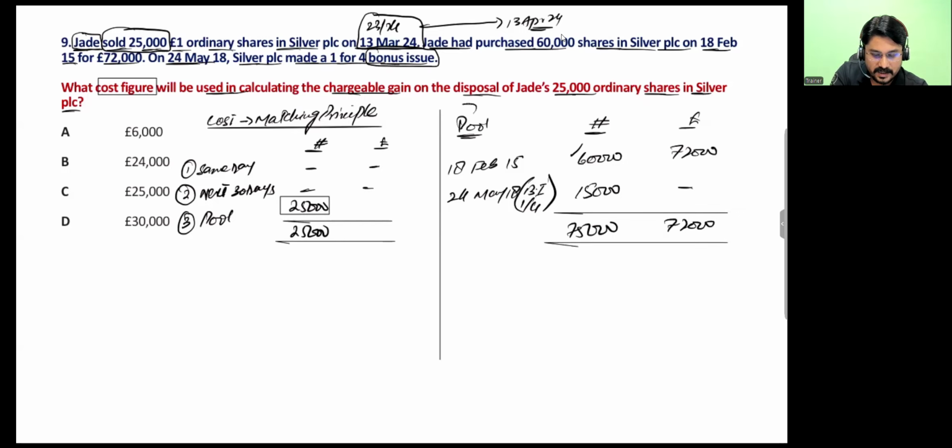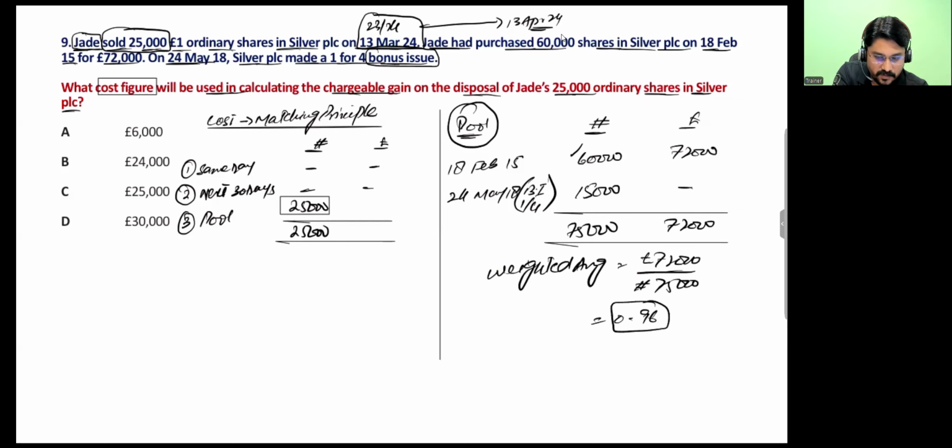From the pool, we consider the shares at weighted average cost. If you want to calculate the weighted average cost per share, let's divide the total cost by the total number of shares. The weighted average cost is calculated as 0.96. The shares which we require from the pool, we multiply with the weighted average cost, and 25,000 into 0.96 gives us a value of 24,000. That is the cost element which will be used for finding the chargeable gain. So the total cost for these 25,000 shares is 24,000. B is the correct answer.